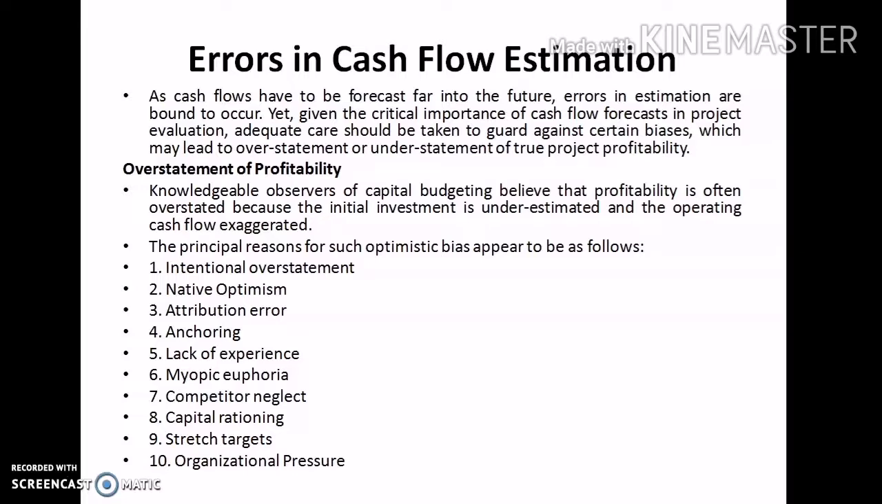Then the next one is lack of experience. That is, sometimes the people who are conducting that accounting activity may be a new employee, or a person with very limited experience, which may lead to some kind of overstatement of profitability. The next one is myopic euphoria. That is a situation where the individual responsible for preparing the forecast may become too involved and lose the sense of proportion.